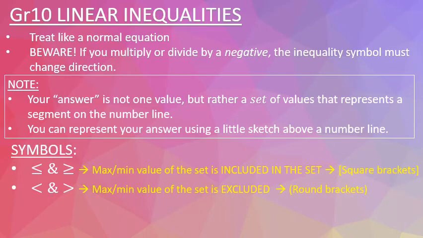These symbols, I like to call them crocodiles, and we know that a crocodile always swims towards the bigger meal. If you have a crocodile with a double stroke at the bottom, I like to also call it a double chin, then that means that the maximum or minimum value of the set is included in the set, and if you write that in interval notation, you use square brackets. If the inequality symbol does not have a double stroke, then the maximum or minimum value of the set is not included, it's excluded. And if you write it in interval notation, you use round brackets. I'll demonstrate all of this by means of an example.